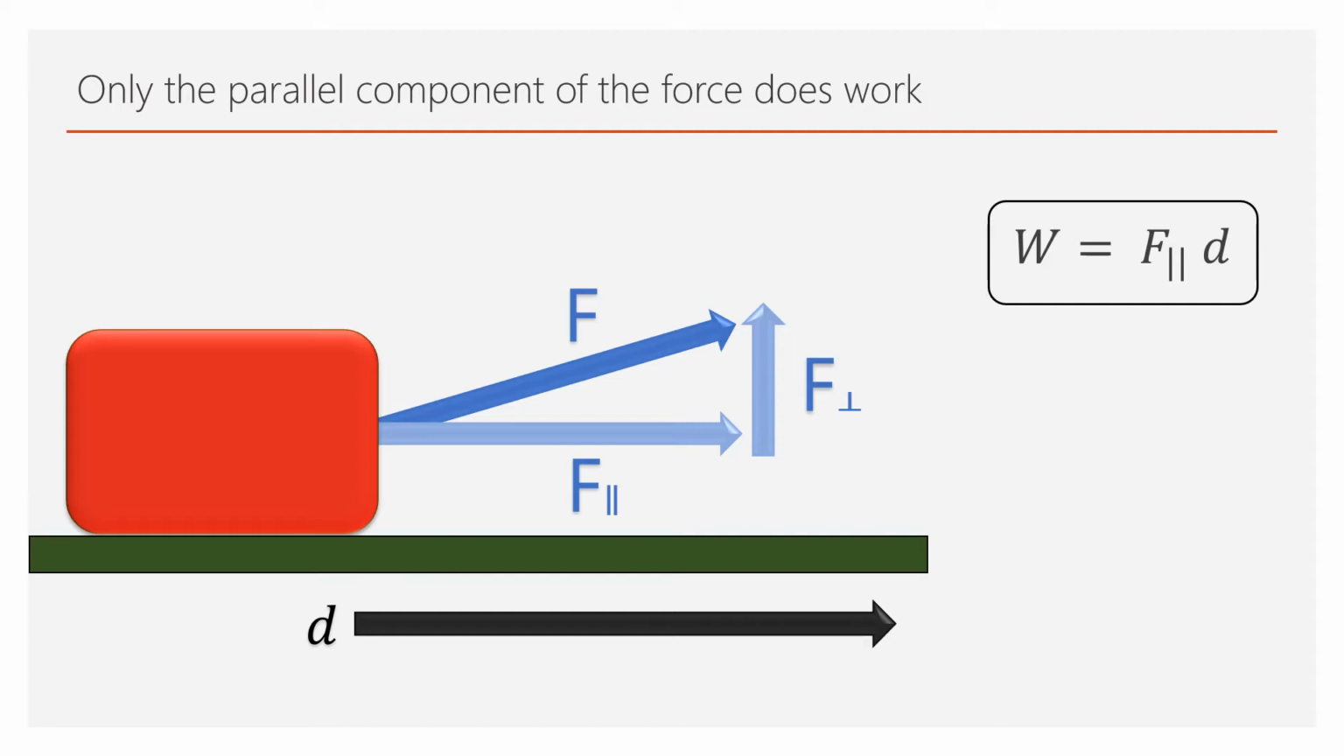However, not all of the force can displace an object, and so not all of the force can contribute to the work. In the diagram shown here, an upward pulling force can be broken up into two parts, a parallel part and a perpendicular part. The parallel part is what's responsible for displacing this object on the horizontal axis. The perpendicular component of the force doesn't lift the object up, and so there's no vertical displacement, and so the vertical component of the force does not do any work.